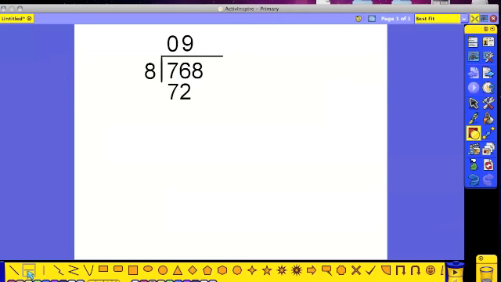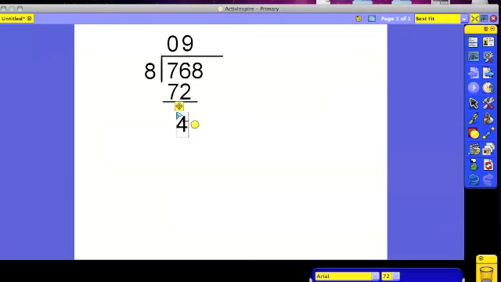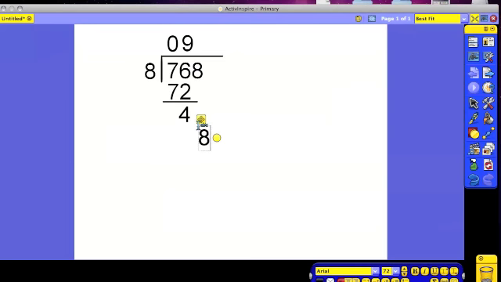I'm going to draw my little line. 76 minus 72 is 4. So I've gotten through 76, but I still have this 8 kicking around there. And so here's where I'm going to drop that 8 down and join it with the 4.